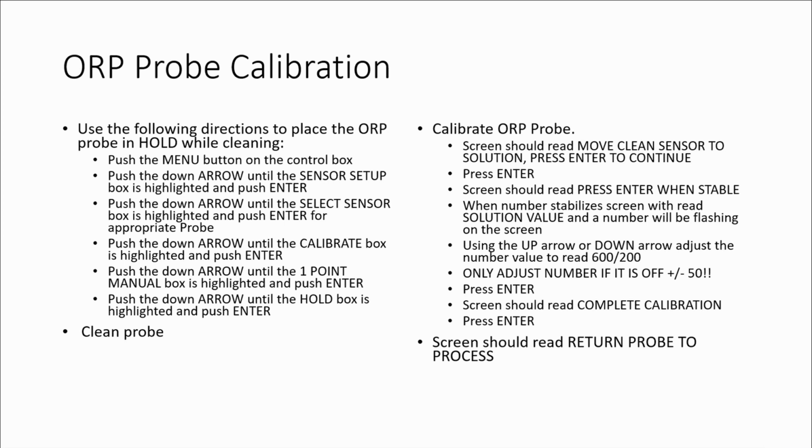Like I said, most of the time you're seeing 580, 590 something, or 610. You're typically not seeing it very far off 600. And then you push enter, and you're done. You go out, you rinse the probe off out of the cal solution, and you drop it back into the process. Usually we come back in after that, and the screen says return probe to process, and then you push the home button, and you're back to the main screen.